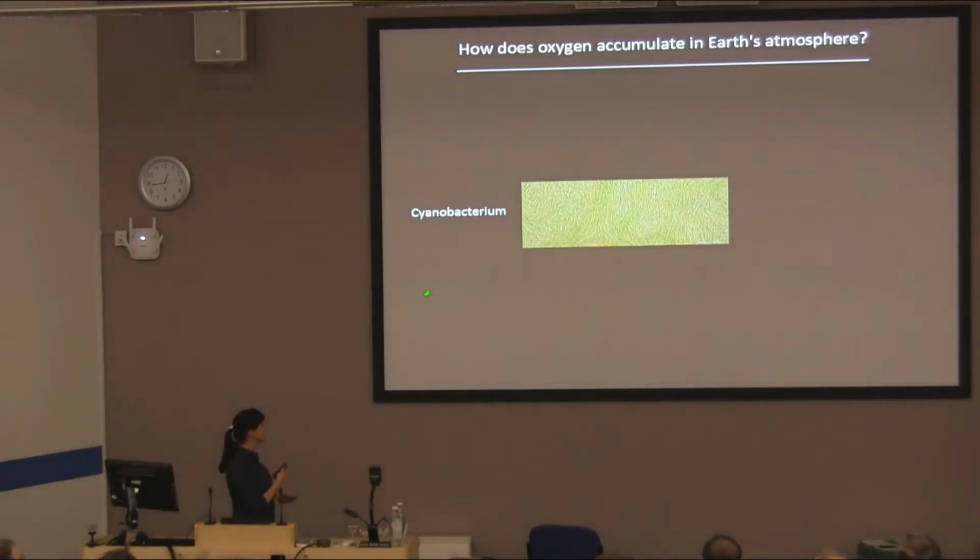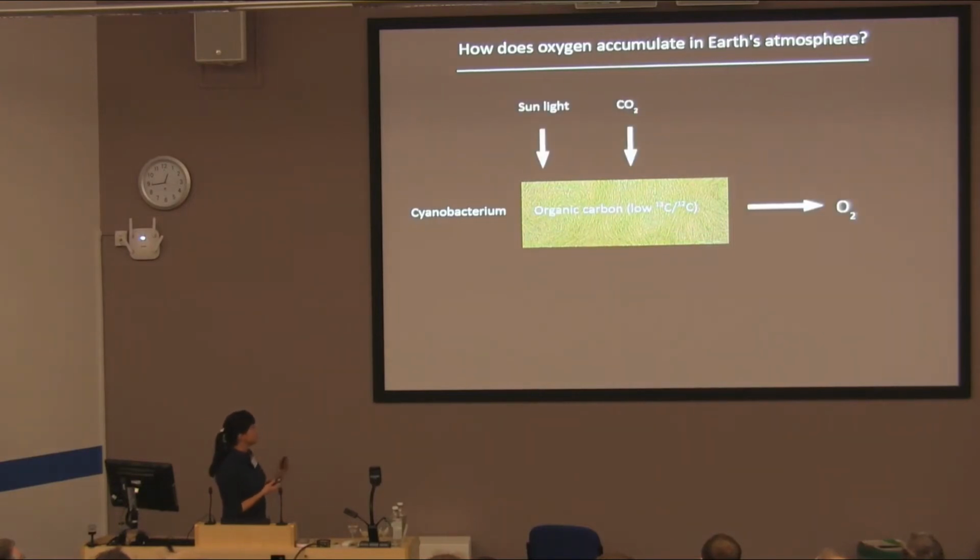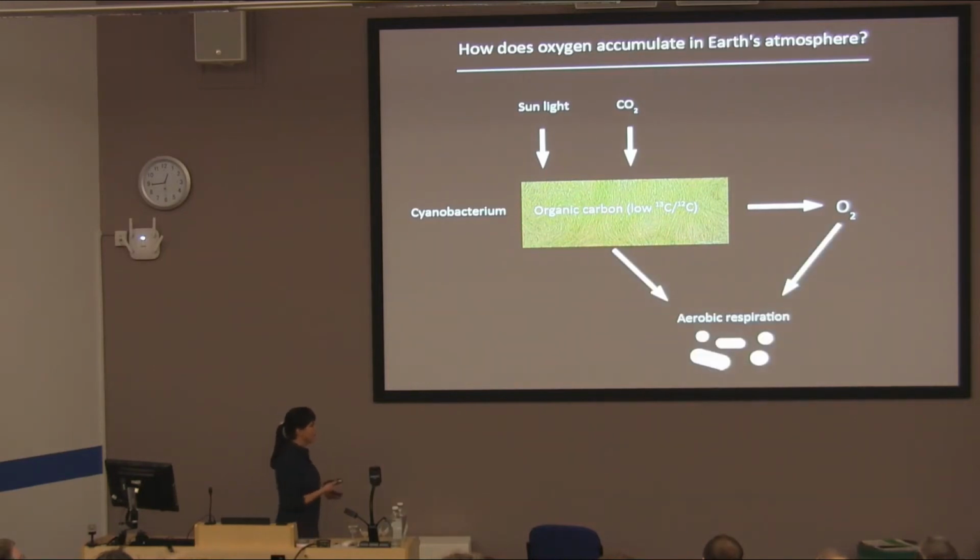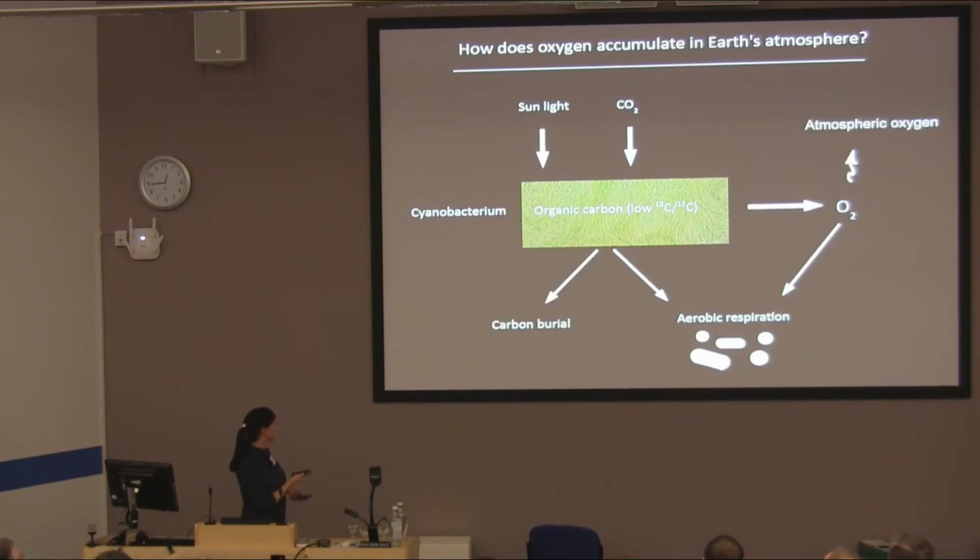Oxygenic photosynthesis: cyanobacteria, blue-green algae. They are the ones that produce oxygen during photosynthesis. They use sunlight and carbon dioxide to produce organic carbon and release free oxygen. Naturally, this free oxygen would be used up at the same time during aerobic respiration by other microbes, which would use the oxygen and the organic carbon. This happens during decay. So to get an increase of free oxygen, we would need additional carbon burial to get free atmospheric oxygen.